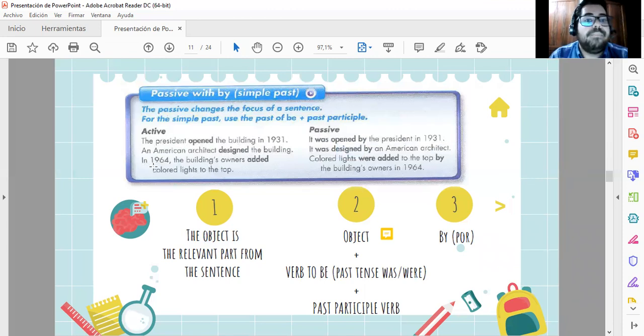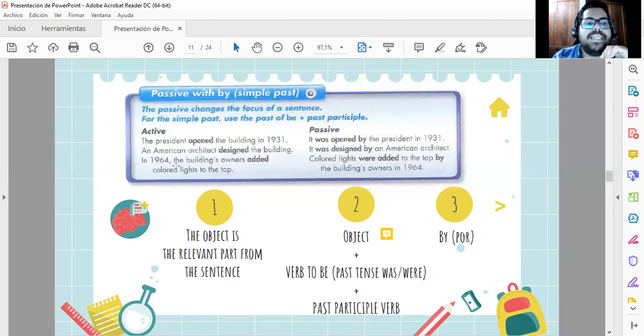In 1964, the building's owners added color lights to the top. The building's owners. Teacher, what is owners? Well, guys, in Spanish, it's like los dueños, right? The building's owners added colored lights to the top. This is active voice, guys, because we have doers. We have people in there involved, the owners. But over here, take a look.